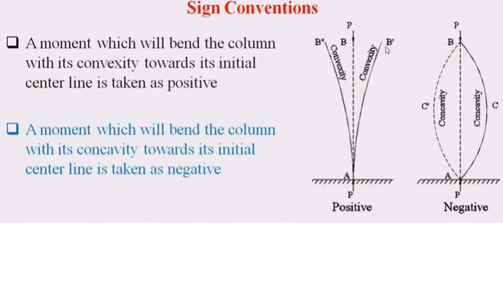Now the sign convention. A moment which will bend the column with its convexity towards its initial center line is taken as positive. Here you can see in the first figure, it represents the positive condition. But a moment which will bend the column with its concavity towards its initial center line is taken as negative. So the negative condition is represented in the second figure.